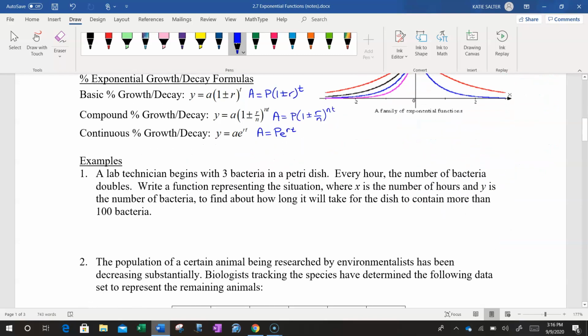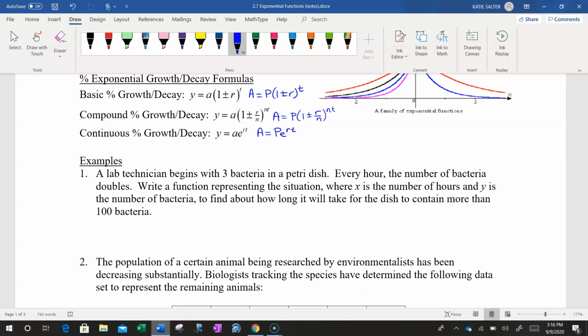Okay, so let's do some problems. A lab technician begins with 3 bacteria in a petri dish. Every hour, the number of bacteria doubles. Write a function representing the situation where x is the number of hours and y is the number of bacteria, to find out how long it will take the dish to contain more than 100 bacteria.